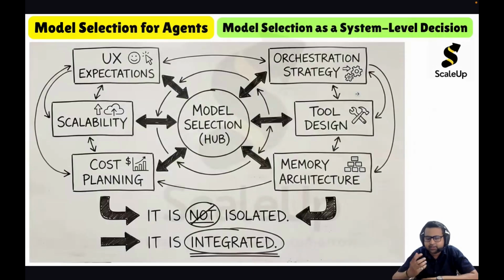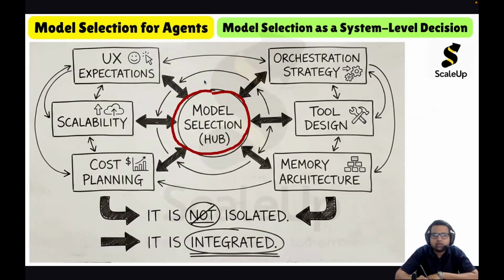Model selection is a system-level decision and not an implementation-level decision, because model selection is very important. It interacts with orchestration strategy. Orchestration strategy will depend on the model which you will select.